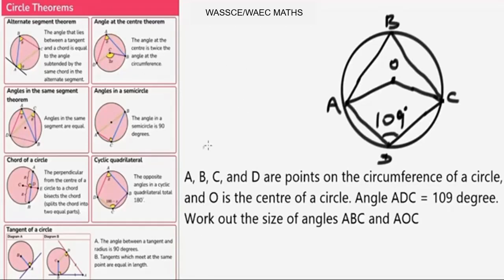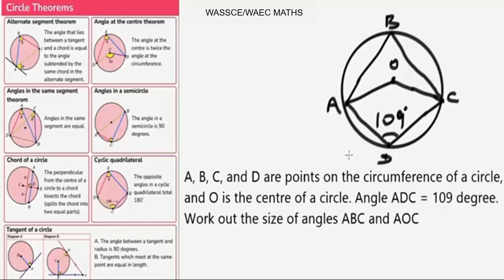Okay guys, now let's start this question. This is a circle geometry question. It says A, B, C, D are points on the circumference of a circle and O is the center of the circle. Angle ADC equals 109 degrees. Work out the size of angles ABC and AOC. Firstly, we will probably have to use more than one rule to solve this circle theorem problem.